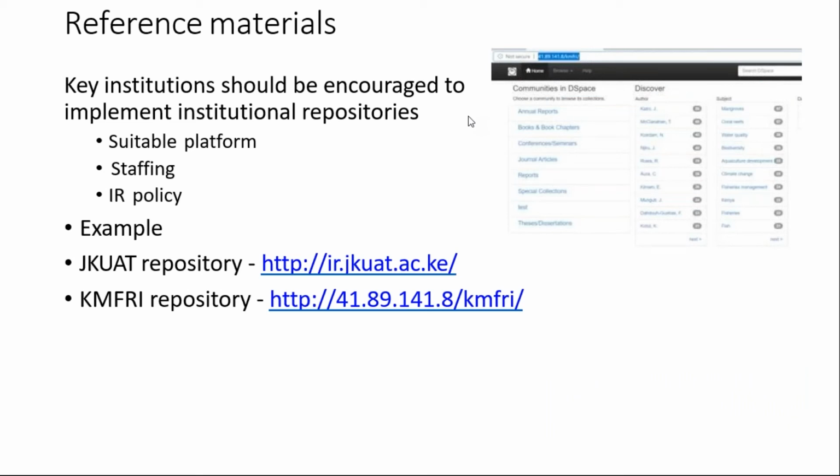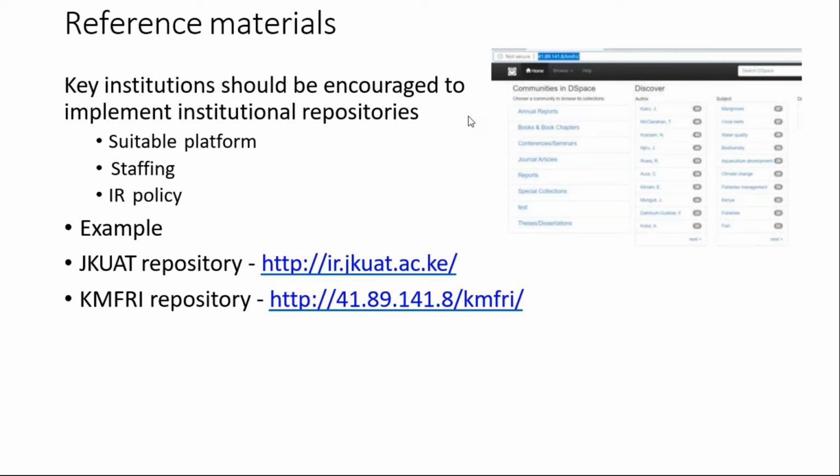Our reference materials are extremely important again. I'd like to say that key institutions should be encouraged to implement repositories in suitable platforms with proper staffing and with the right policies to make sure that the reference materials can reach the various working teams to inform them on the most available information to go into the marine spatial plans.